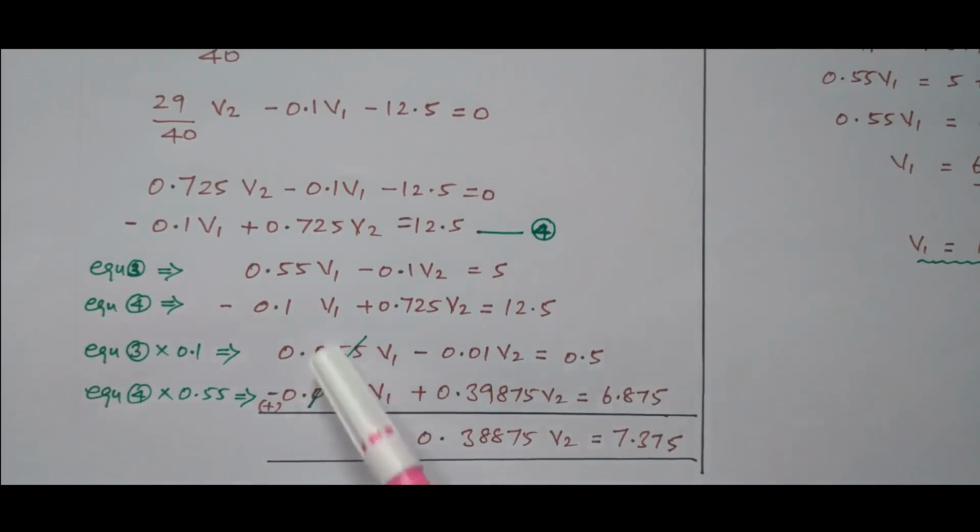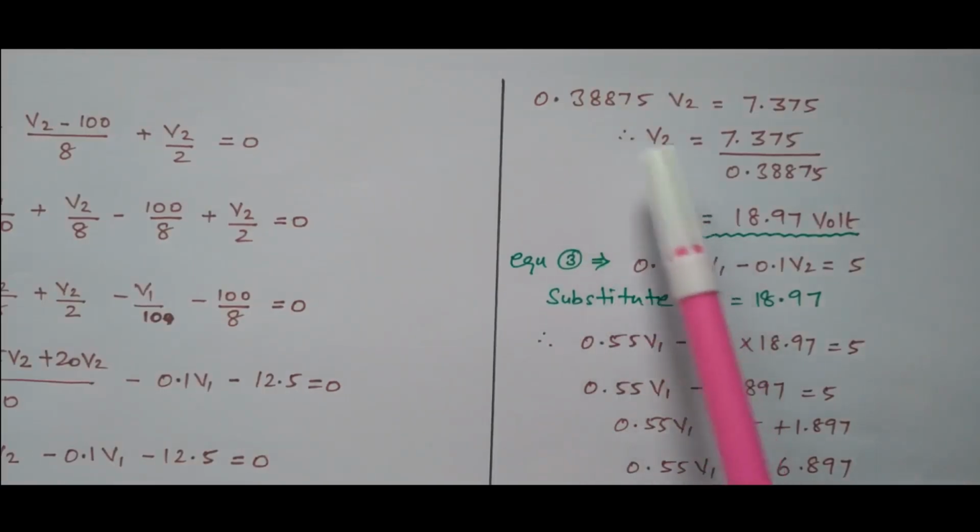So what is the advantage here? Both become equal, one is plus and one is minus, so we can simply cancel by adding. By adding these two, we get 0.38875 V2, and by adding these two, 7.375. Due to the negative, we are simply adding. So 0.38875 V2 equal to 7.375. Now we'll go for further simplification.